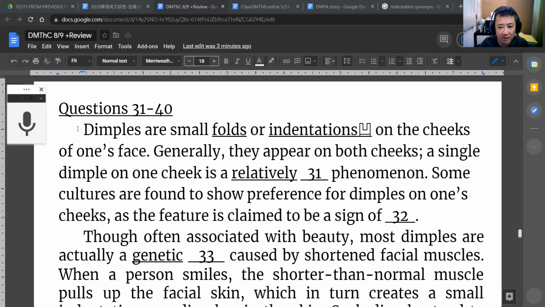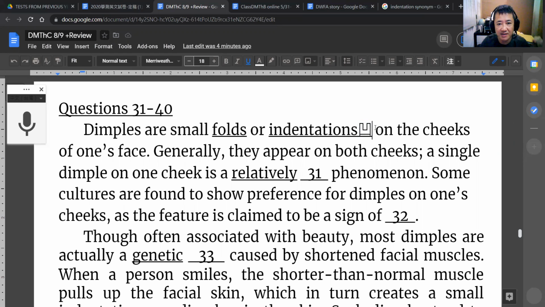Dimples are small folds or indentations on the cheeks of one's face. So dimples are small folds. A fold is like this. Fold is also a verb, right? So it is a fold, like a fold on your face, okay? Or indentation. Indentation is just this in Chinese.